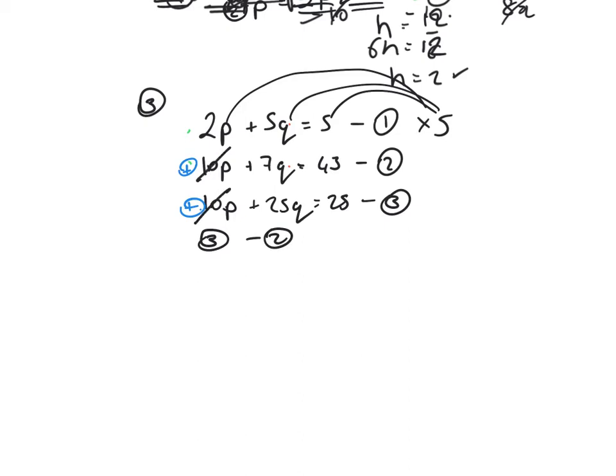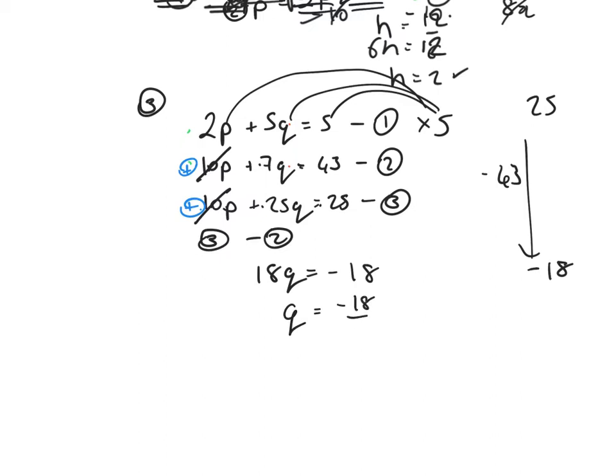Okay, 10p take away 10p goes. 25q take away 7q is 18q. And 5 take away 43. Really take your time with that. So you're at 5, you're moving down to 43. Take your time, that brings me down to minus 38. I'm then going to bring the 18 down and divide, so that will be minus 18 over 18, and that will give me minus 1. Okay, so q equals minus 1.